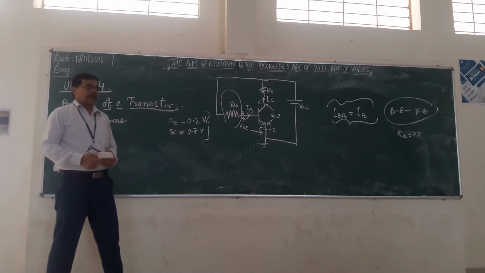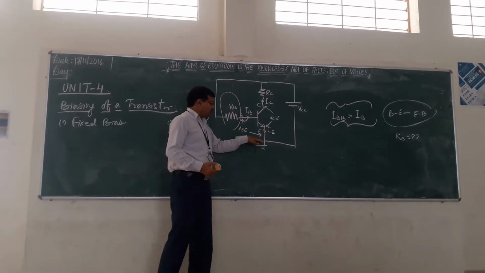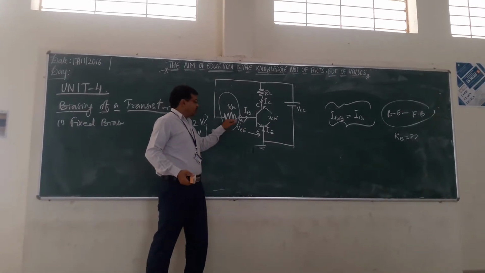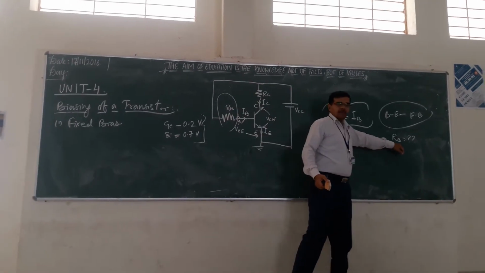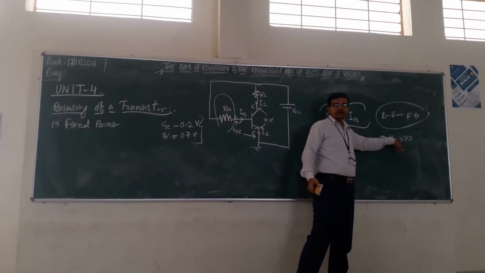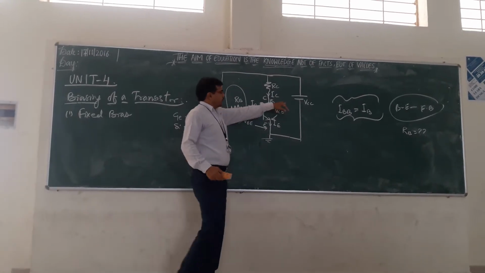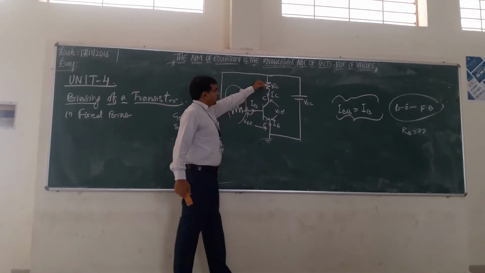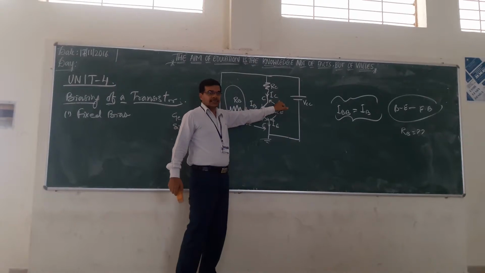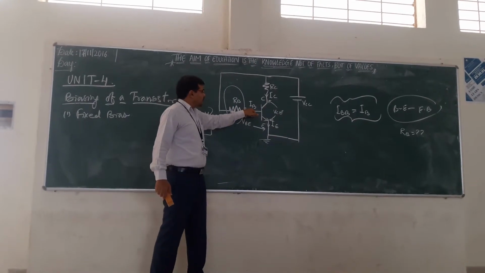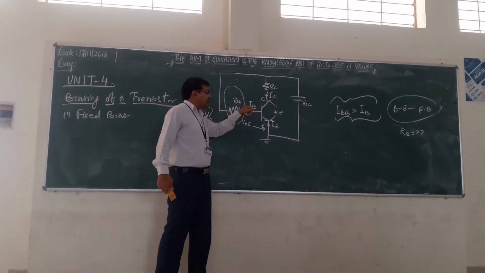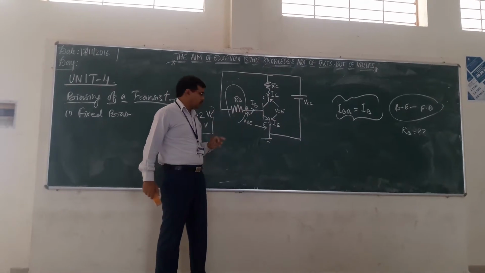Here in this circuit we have removed this one. We have already calculated the RB. Now here you are having VCC. So here you are having IC, and from here you are having IB. These two currents, IC and IB, are flowing.